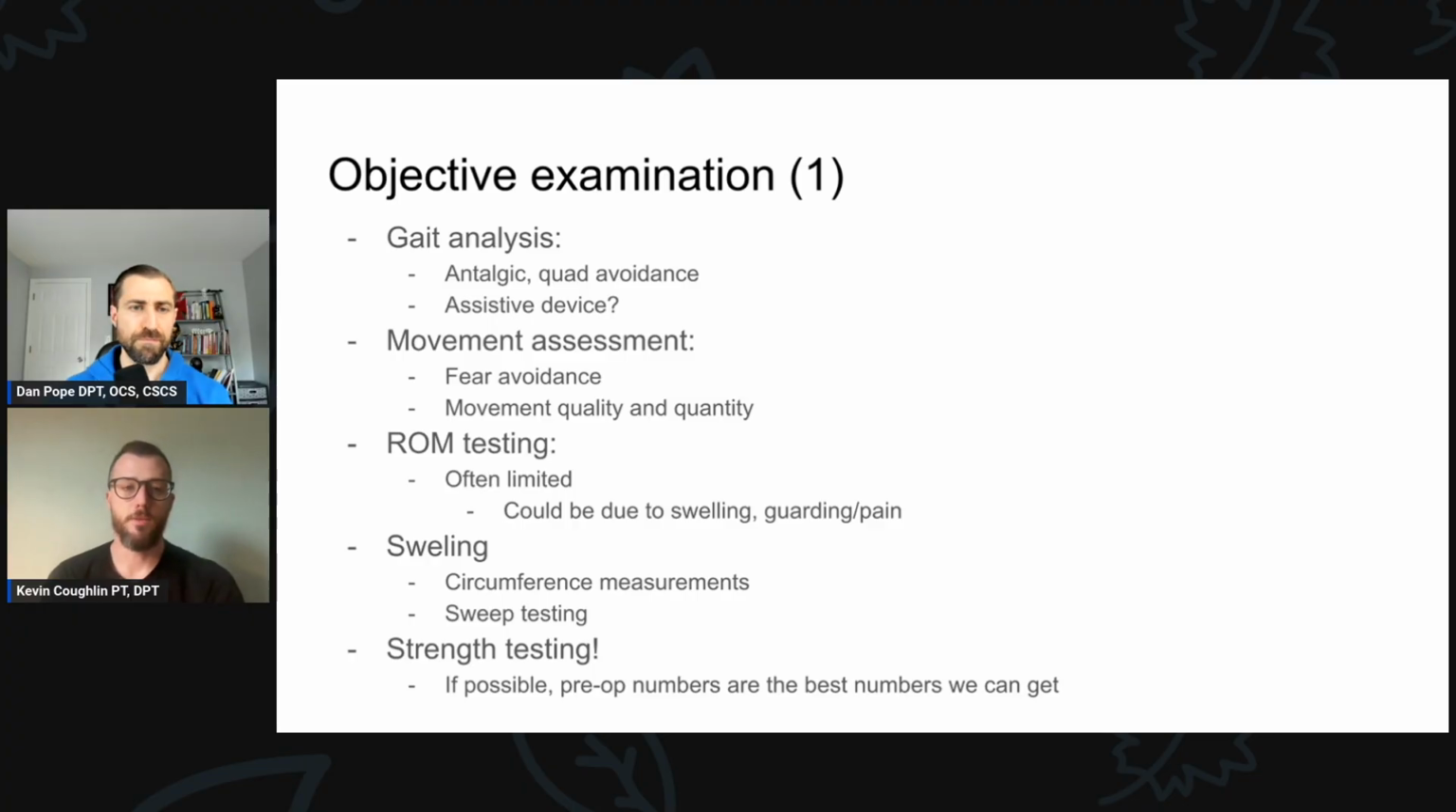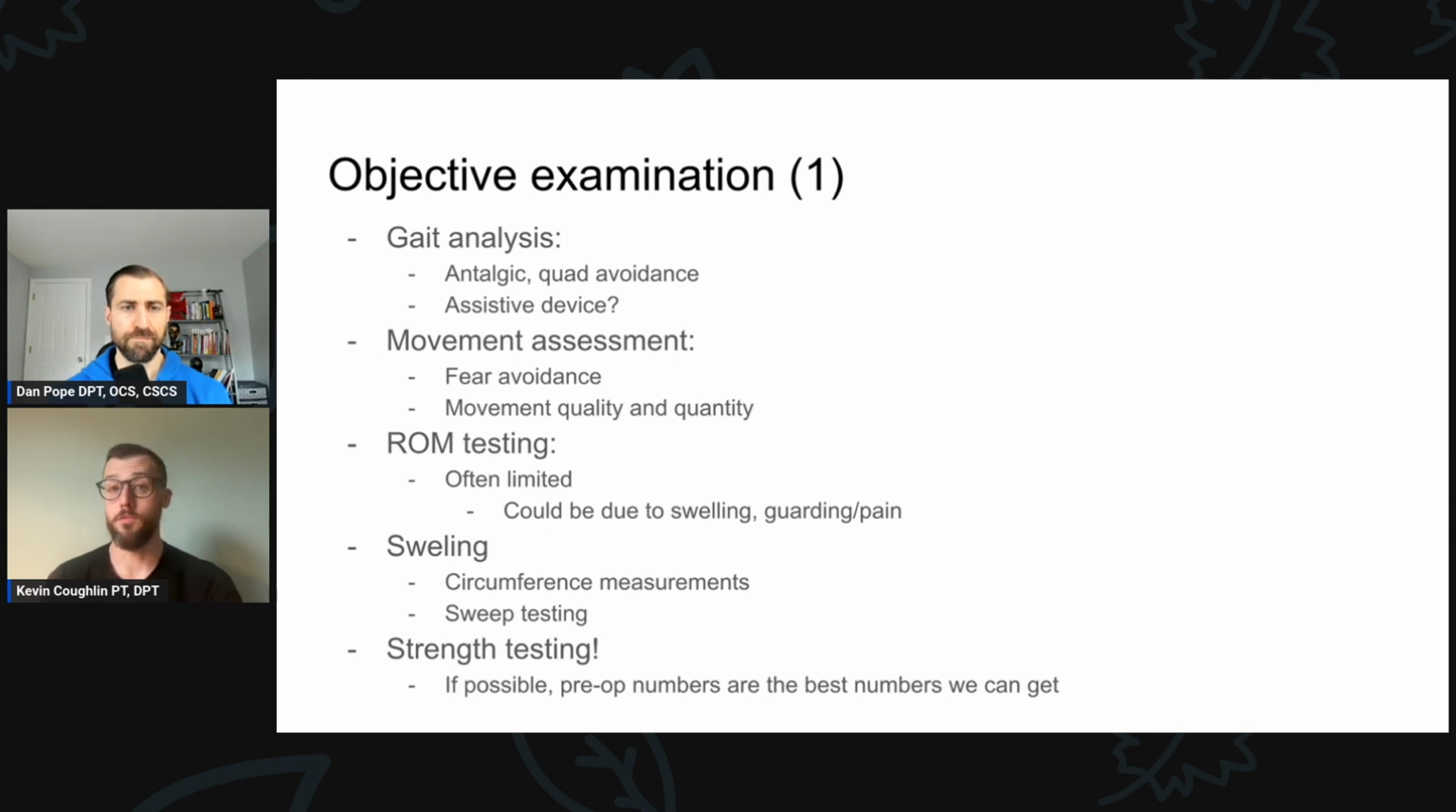So getting into the objective examination, like with all our lower extremity injuries, I think it makes sense to start with a gait analysis. What we're looking for is: do they have an antalgic gait pattern? Do they have pain? Are they avoiding loading their quad? Are they using an assistive device? I think these can give us insight, before we perform our special tests, that this person obviously has an intra-articular joint pathology, something we're going to be testing for.